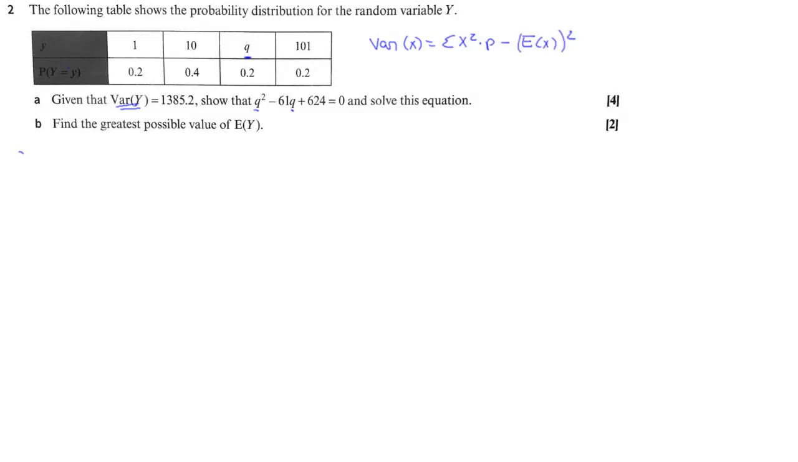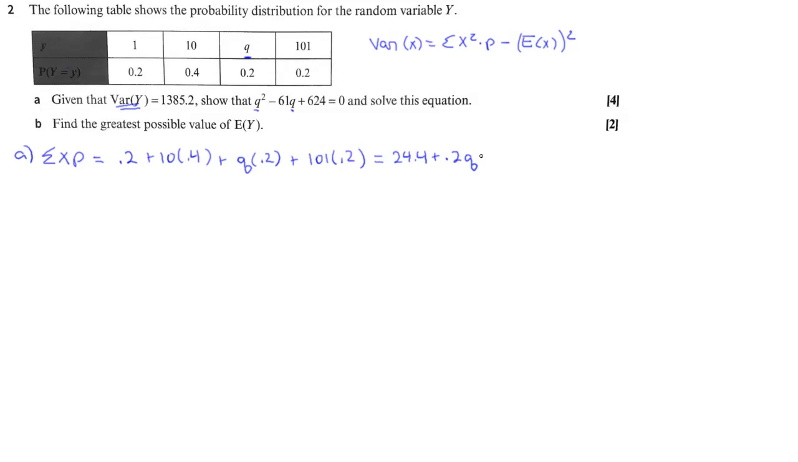Well, we know the formula for variance, so we're going to have to find the expected value and then the sum of the x squares. So let's go ahead and start with the expected value. If I want to do that, I'm going to take all the x's times their probabilities. That's simple enough. And I'm just going to treat that variable like a number. So 0.2 times q is 0.2q. And I end up with 24.4 plus 0.2q.